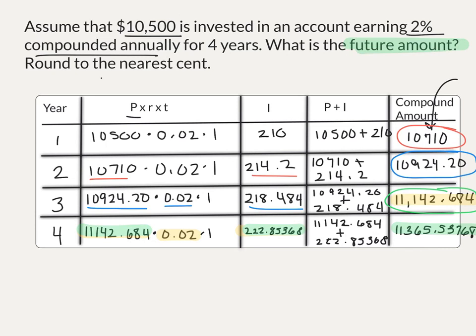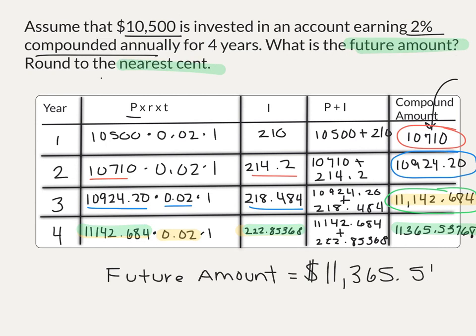The future amount is always the last compound amount of the last compounding period. Now, the future amount should be written in monetary form, so we need to round to the nearest cent. This means we'll round to 2 decimal places. So the future amount equals $11,365.54. And that is our final answer.